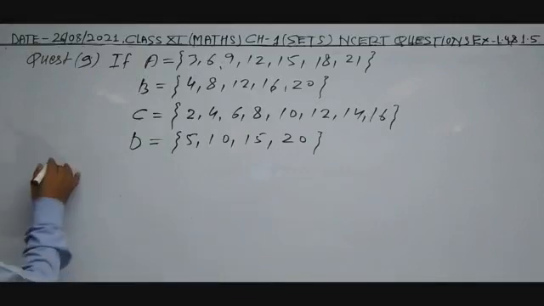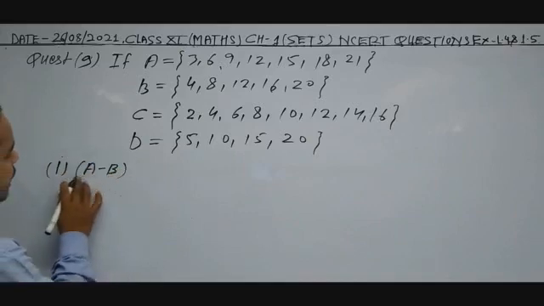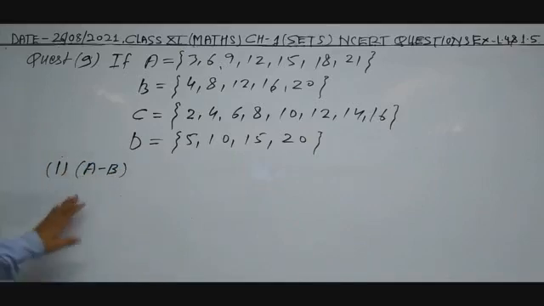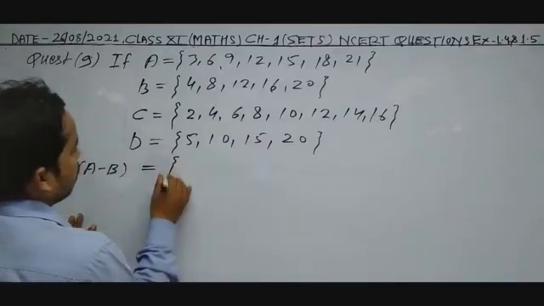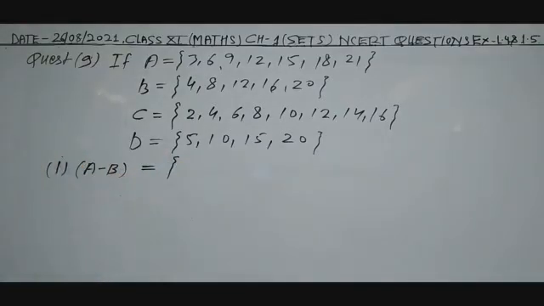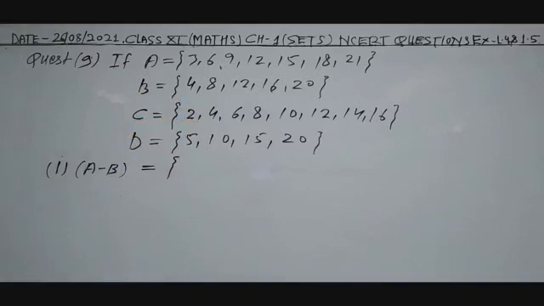Question first part is find out A difference B. What is A difference B? A difference B is the set of all those elements of A which do not belong to B. Meaning, what we can write? Leaving all the elements of B which lie in A, so 12 and only 12. So what will be the result of A difference B?